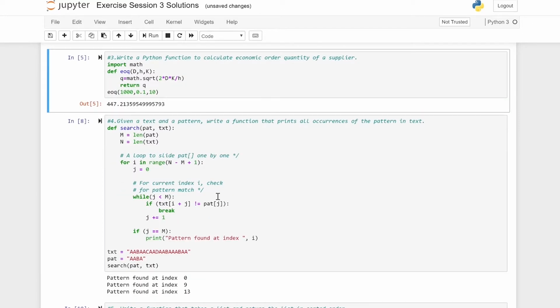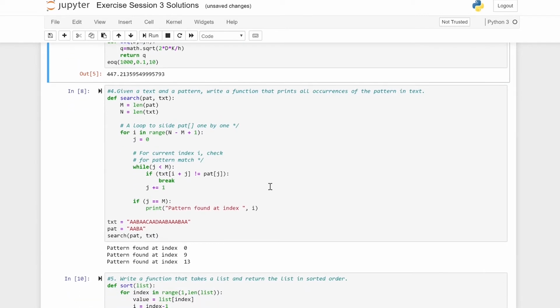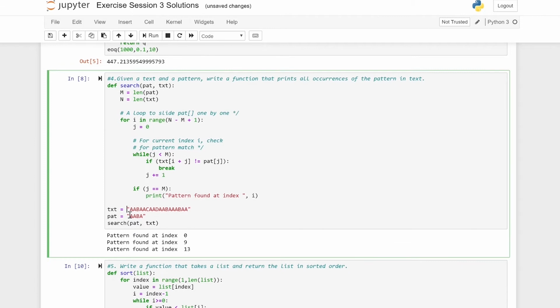Question number 4. Given a text and a pattern, write a function that prints all occurrences of the pattern in the text. We have a text and we are looking for a pattern and the location of that pattern, where it starts.